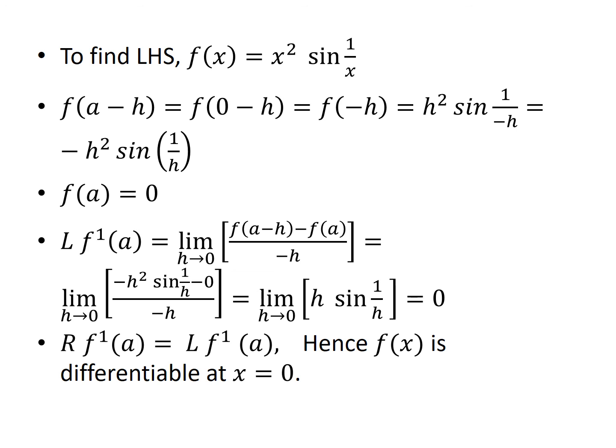Therefore, the right hand limit of f dash of a, which we have got as 0, is equal to the left hand limit of f dash of a, which is also equal to 0. Hence, the function f of x is differentiable at x equal to 0.